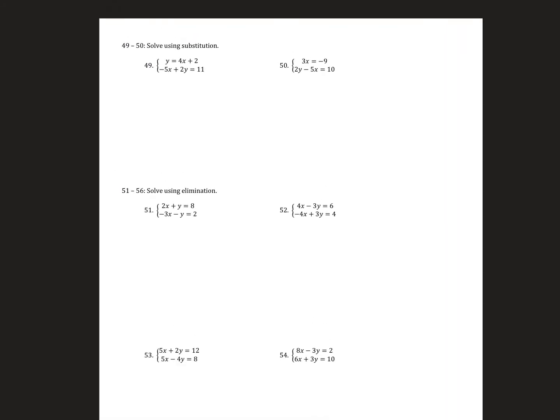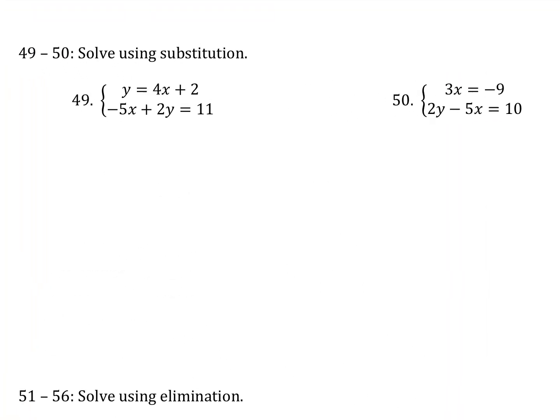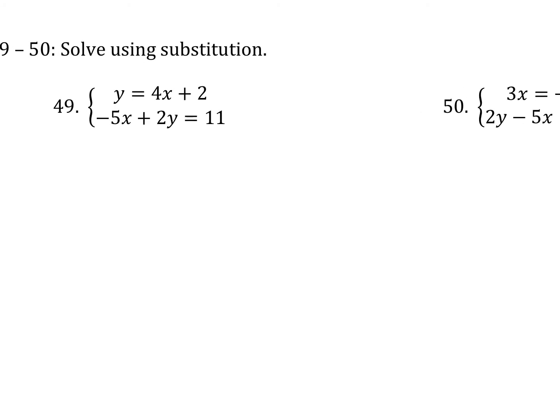For numbers 49 and 50, we are using substitution in order to solve. For 49, we have y is equal to 4x plus 2, and negative 5x plus 2y is equal to 11. Since we have a y is equal to, we're going to take that expression and plug it in for y in that second equation and solve for x. So it's going to give us negative 5x plus 2 times y, which the top equation gives us 4x plus 2, is equal to 11.